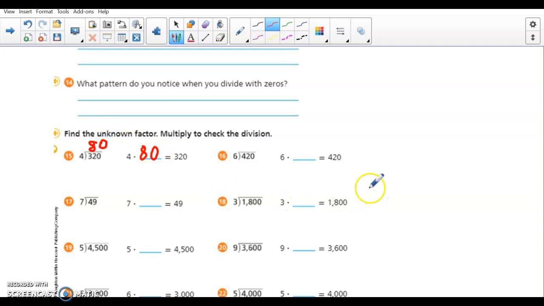Right? I can use that same idea here with number 16. What times 6, or 6 times what, gets me to 42? Well, I know 6 times 7 is 42, but I have a 0 here. So 6 times 70 is going to get me to 420. So 420 divided by 6 is going to get me to 70.